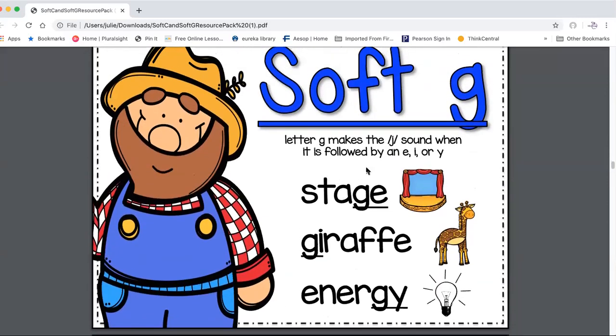Look at soft G, same rule. The letter G makes the J sound when it is followed by an E, I, or Y. Look at stage. That E makes the G say J. Giraffe. That I makes the G say J. Energy. The Y makes the G say J.